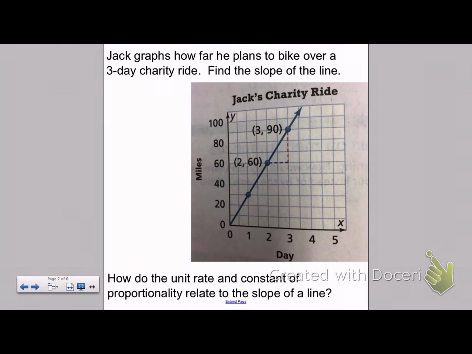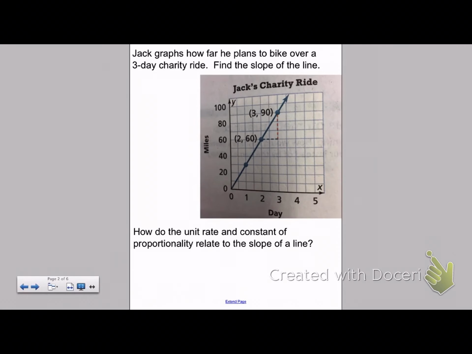Jack graphs how far he plans to bike over a 3-day charity ride. Find the slope of the line. Take a second to copy down the question and draw a quick sketch of the graph.